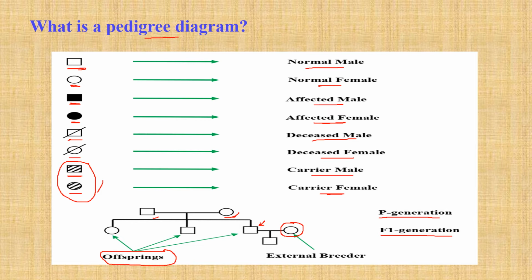So this woman here is an external breeder. She is not a member or an offspring of that generation, so she has been brought in to be crossed with an offspring of the generation, so she is considered an external breeder.